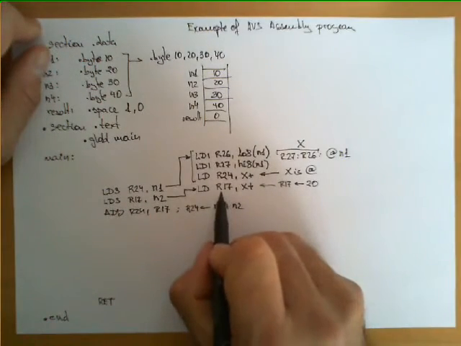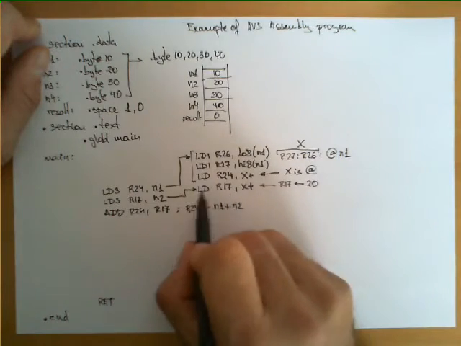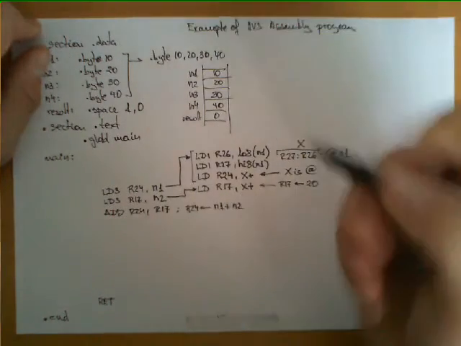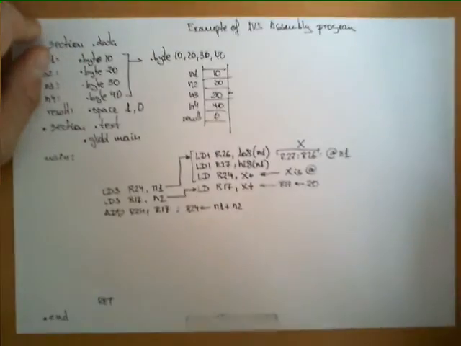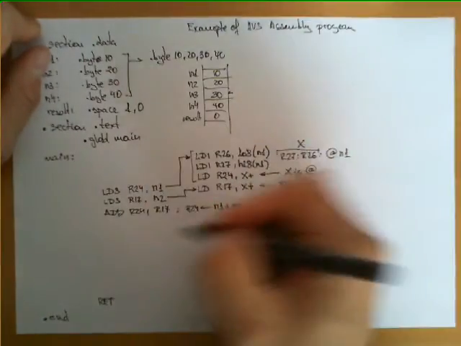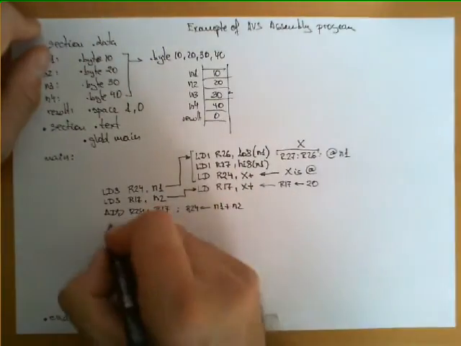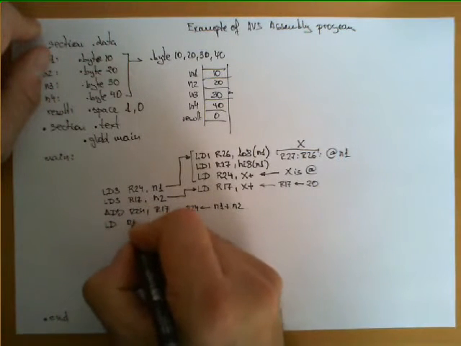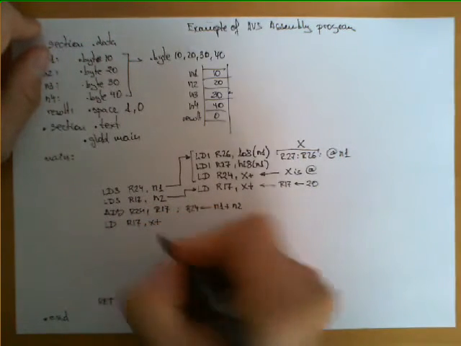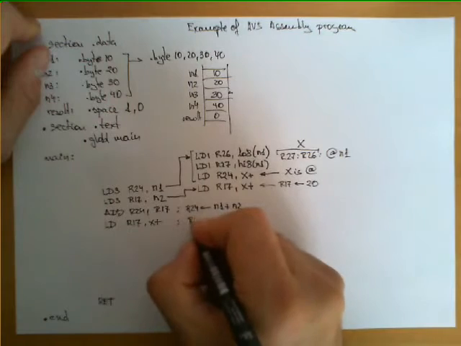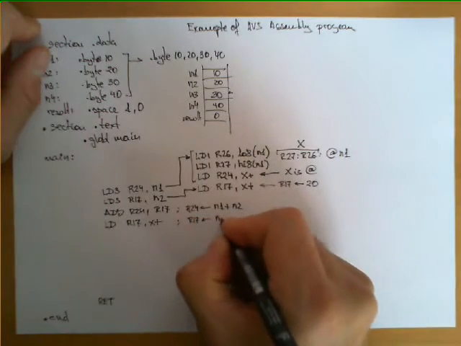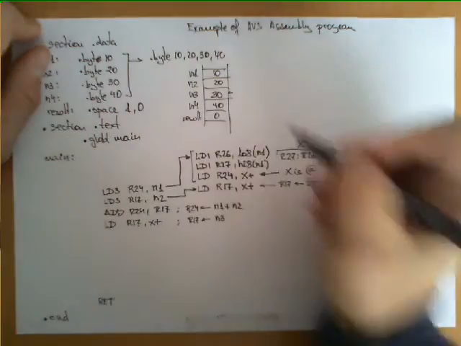Not only that, after executing this instruction, X is going to point now to this value here. So I could keep working on the expression doing the following now: LD R17 X plus. And now what I'm doing here is that R17 now has the value of N3 or 30.